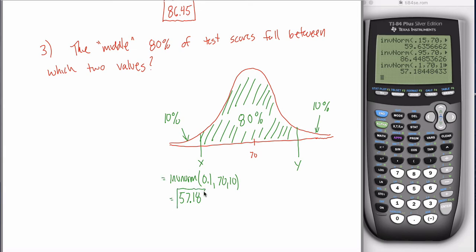And you're like, so that's my answer? Nah. The question said, between which 2 values? Between this value and this value over here, I still need to find this value. How are you going to find this value? Well, it probably won't surprise you to hear that's an inverse norm question. But the crux of the problem is figuring out how much area is to the left of this point.